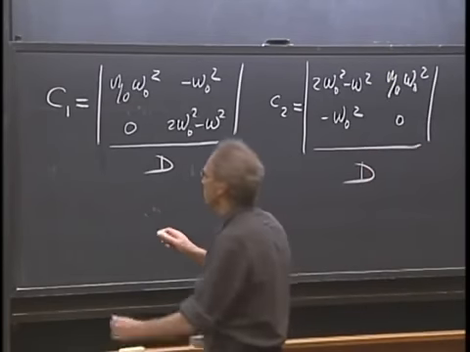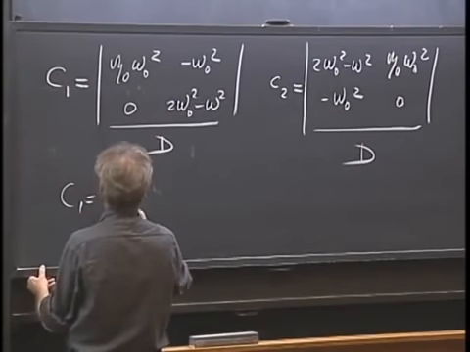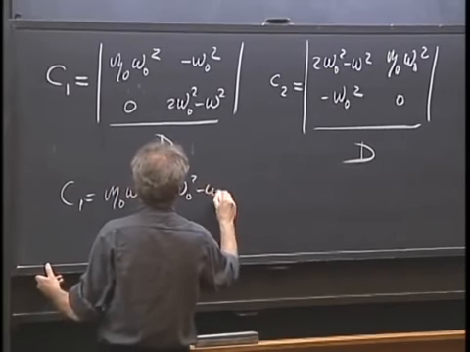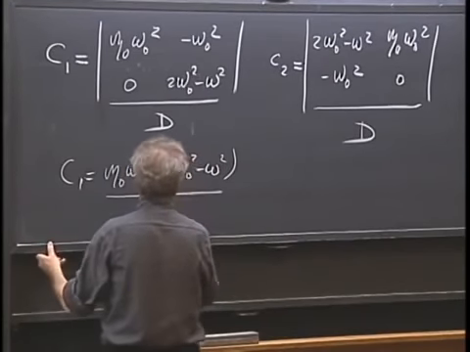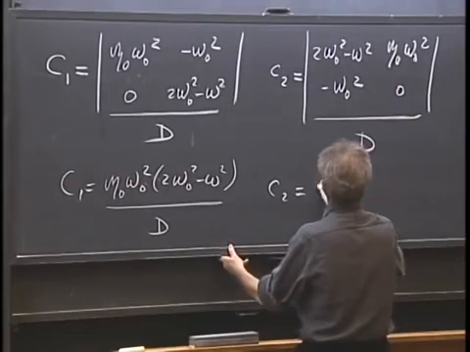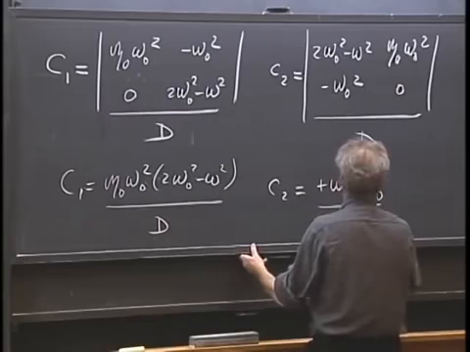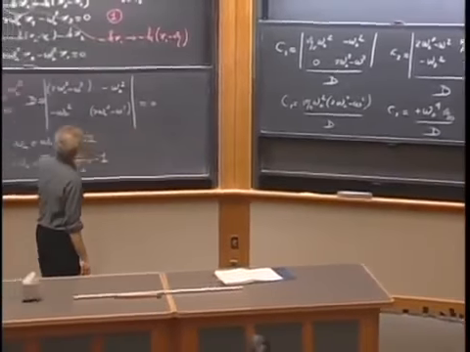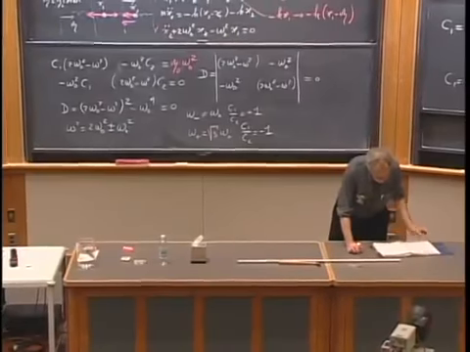If I work C1 out a little further, then I get C1 equals eta 0 omega 0 squared times 2 omega 0 squared minus omega 0 squared divided by d. And here, C2, this is 0, so I get plus omega 0 to the fourth times eta 0 divided by d. And d now is this determinant, but is not 0. It's only 0 for those two special frequencies.